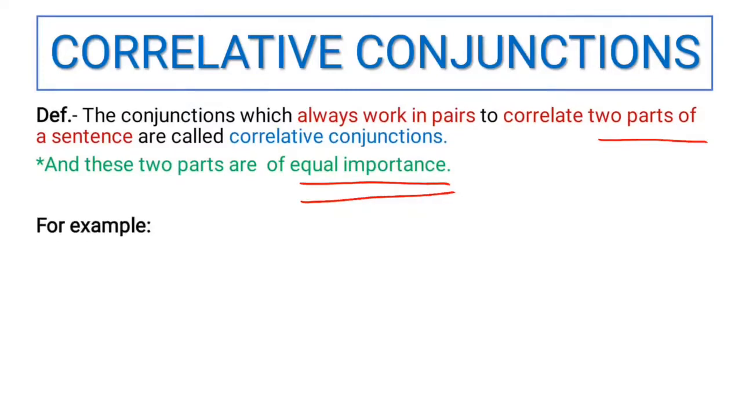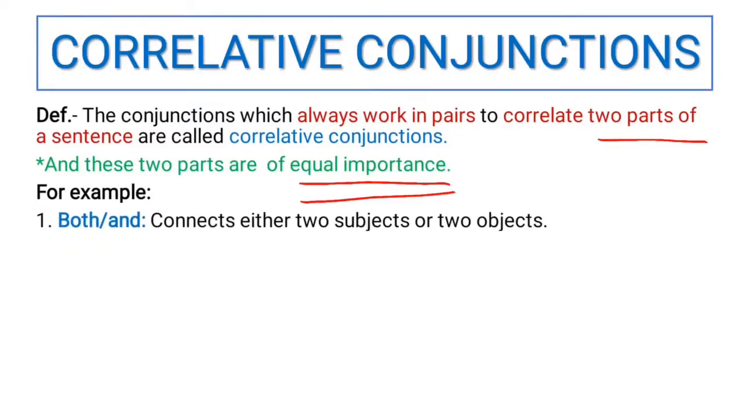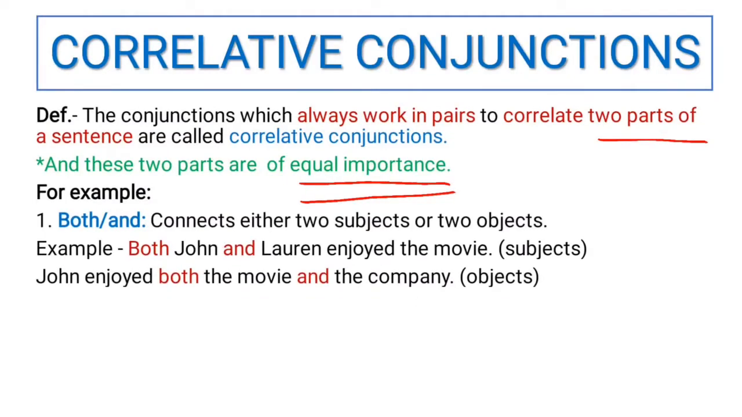Let's take some common examples of correlative conjunctions. First of all, let's take this example, both and. Now, this pair connects either two subjects or two objects. Let's try to understand this with the help of these two sentences. In the first sentence, you will notice that this pair of correlative conjunction, both and, is joining two subjects, John and Lauren. Both John and Lauren enjoyed the movie.